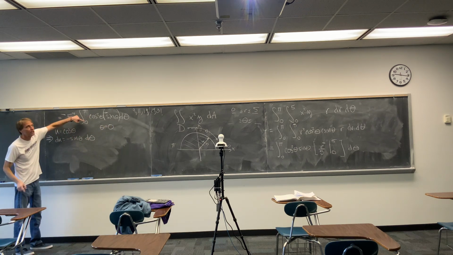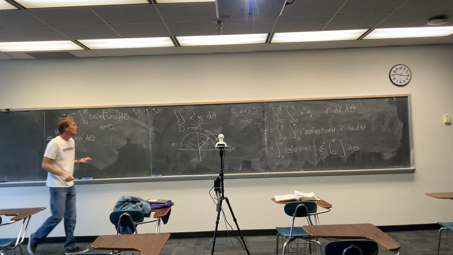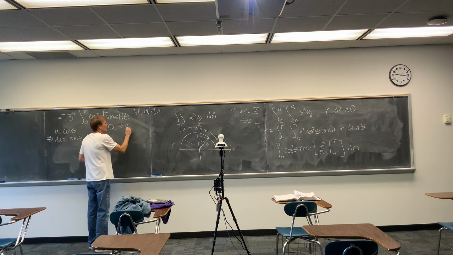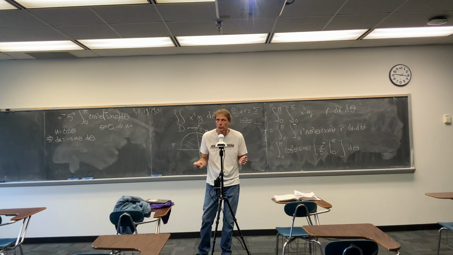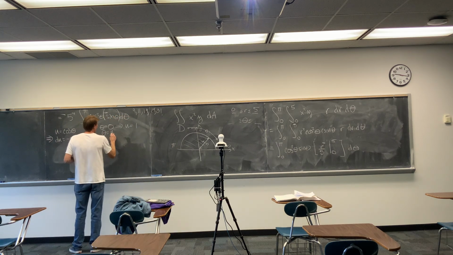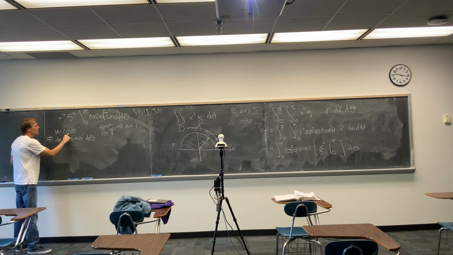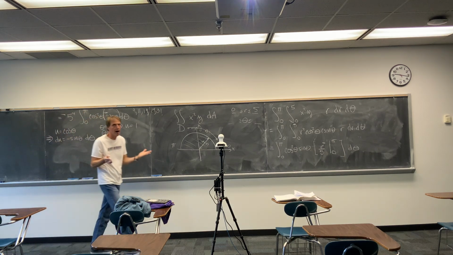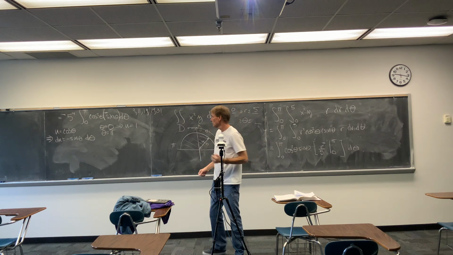When theta's zero, u would be the cosine of 0, which would mean u is equal to 1. But when theta's pi, u would be the cosine of pi, which is negative 1.